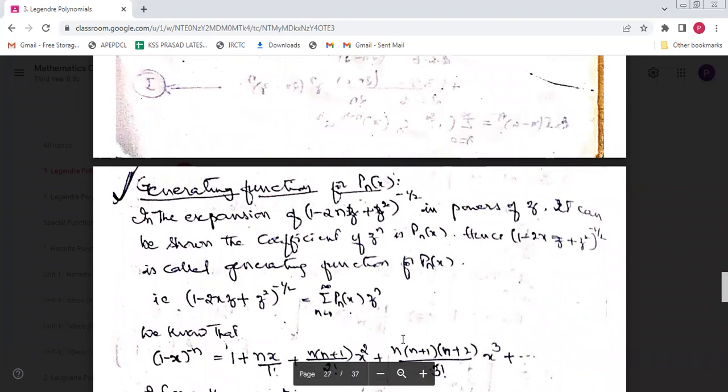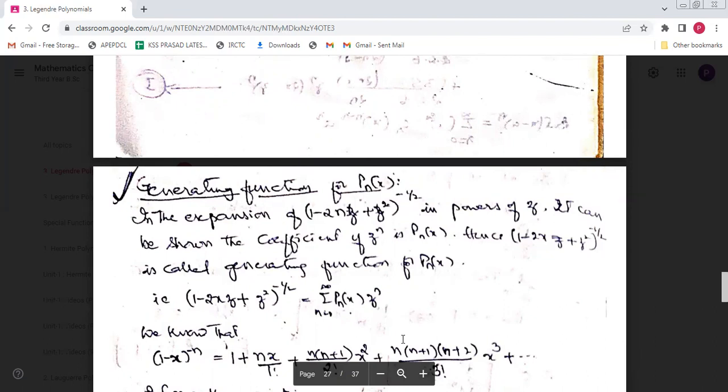Another important formula that we have done is the generating function for Legendre polynomials. In the expansion of (1 − 2xz + z²) to the power of minus half in powers of z, it can be shown the coefficient of zⁿ is P_n(x). Hence (1 − 2xz + z²)^(−1/2) is called the generating function. So how do you write it? (1 − 2xz + z²)^(−1/2) is equal to the summation of P_n(x) zⁿ.